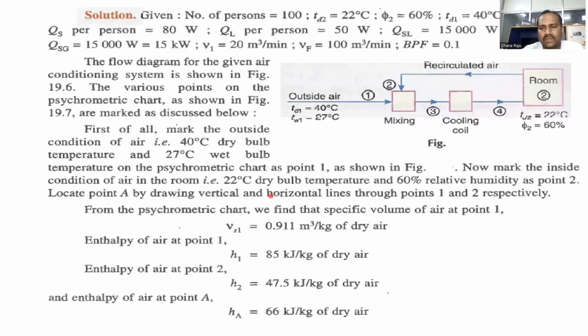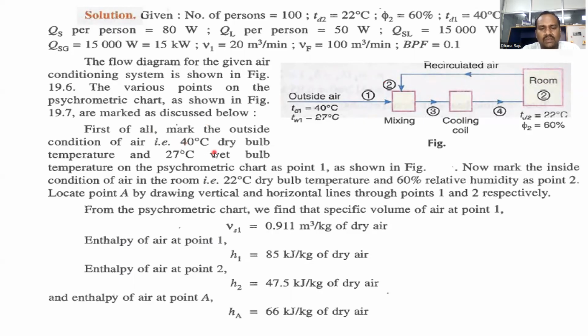So the flow diagram is shown here. First we take outside air, that is 40 and 27 degrees centigrade DBT and WBT, and it directly enters the mixing section. So the mixing point is 3. Then after mixing, it passes through the cooling coil, then through the design room where the conditions are 22 and 60% RH. Here only two-thirds is recirculated, one-third is taken as fresh air.